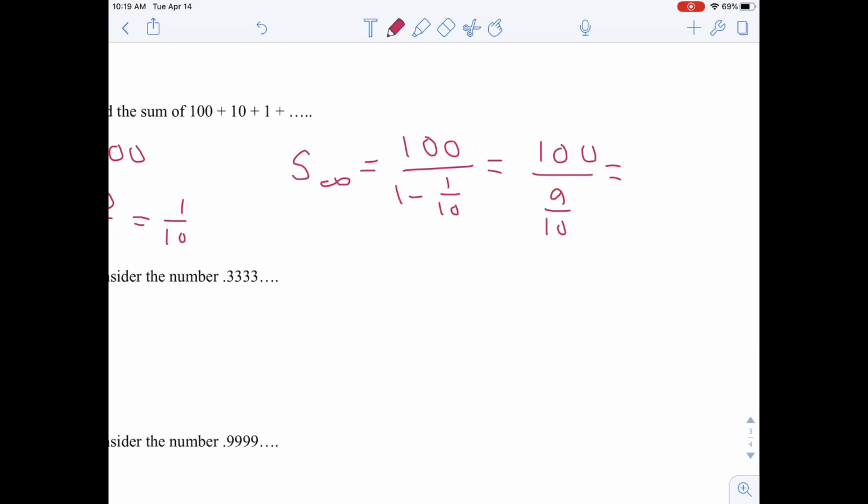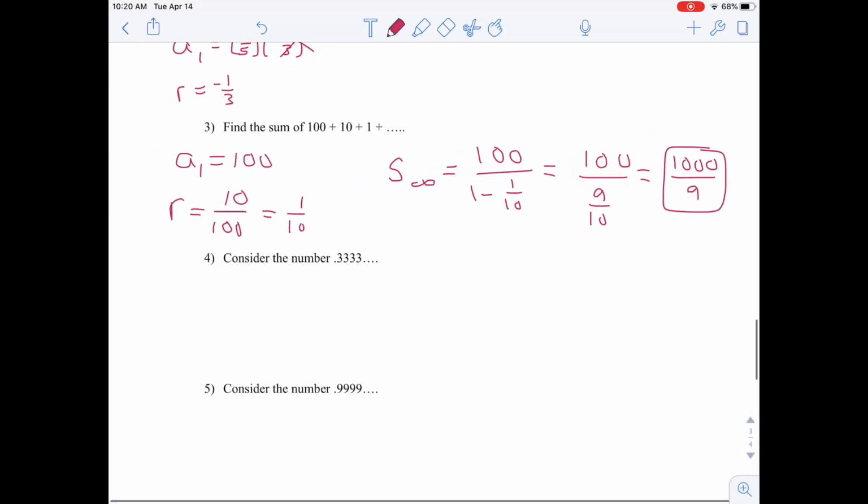And then we end up there with a fraction of 1,000 over 9. And we can just leave that as is. Okay, there's your sequence there, the infinite sequence being summed.